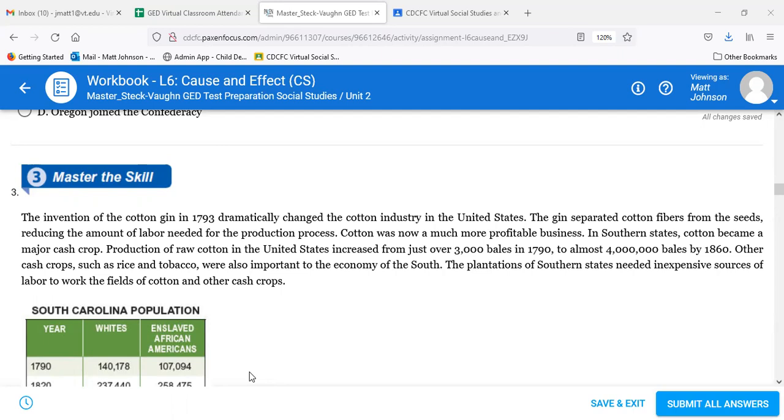Hold on, I left my glasses upstairs. Production of raw cotton in the United States increased from just over 3,000 bales in 1790 to almost 4 million bales by 1860. Other cash crops such as rice and tobacco were also important to the economy of the South. The plantations of southern states needed inexpensive sources of labor to work the fields of cotton and other cash crops.